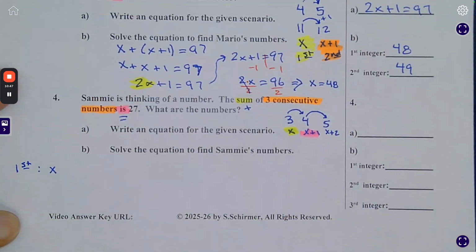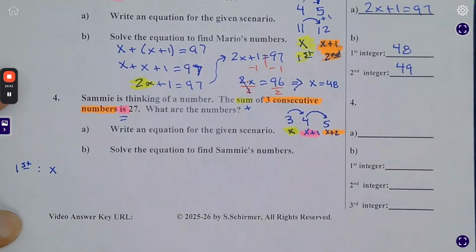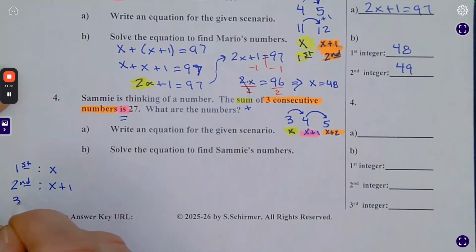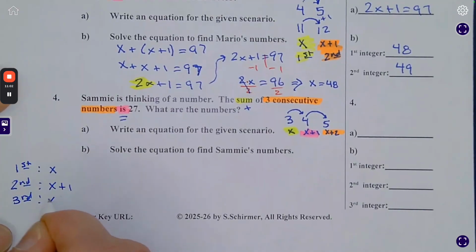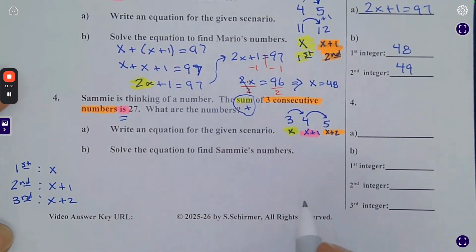That's the second integer. And that is the third integer. Okay, now let's do this. First, second is the first one plus 1, and the third is the first one plus 2. Always. Now remember that word sum, right there. That means addition.